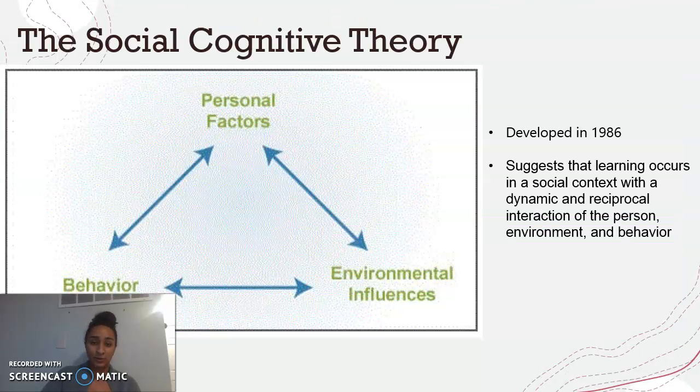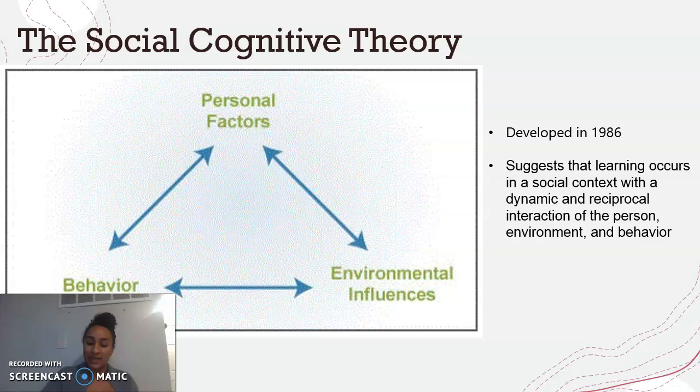Now to talk about the social cognitive theory. This is another very popular public health theory. This theory was developed in 1986, and it considers the unique way in which individuals acquire and maintain behavior, while also considering the social environment in which individuals perform the behavior.